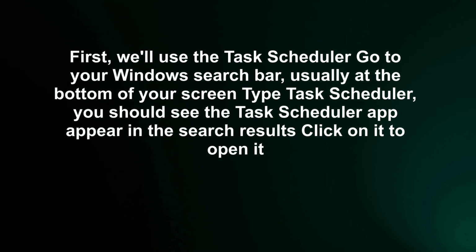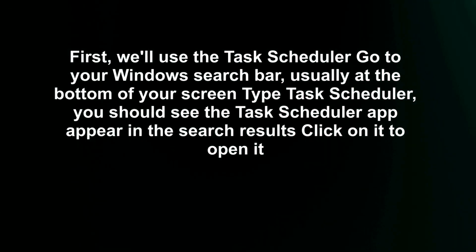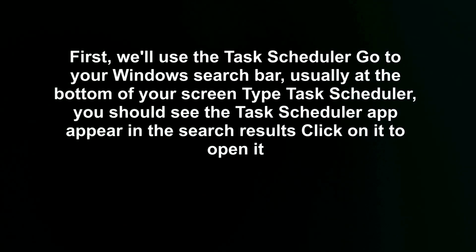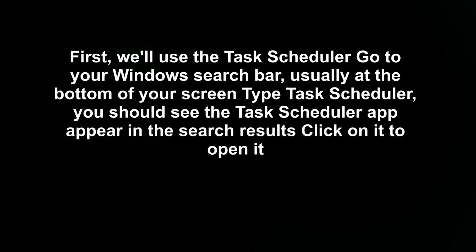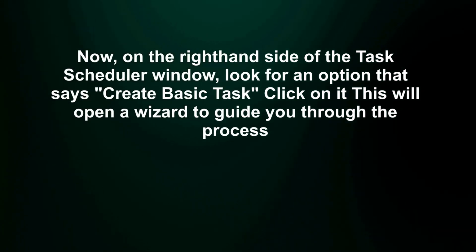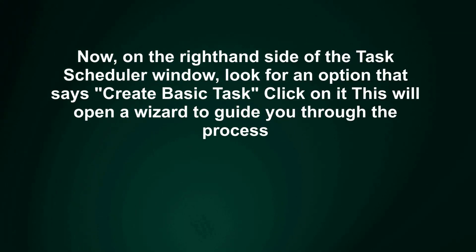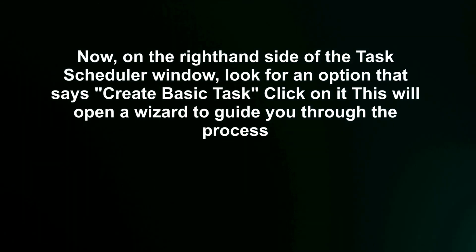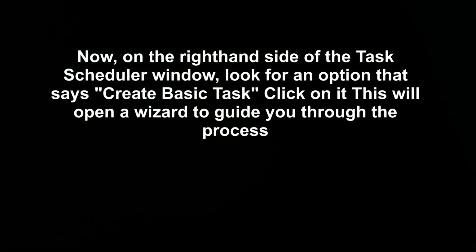Go to your Windows search bar, usually at the bottom of your screen, and type Task Scheduler. You should see the Task Scheduler app appear in the search results. Click on it to open it. Now, on the right-hand side of the Task Scheduler window, look for an option that says Create Basic Task. Click on it. This will open a wizard to guide you through the process.